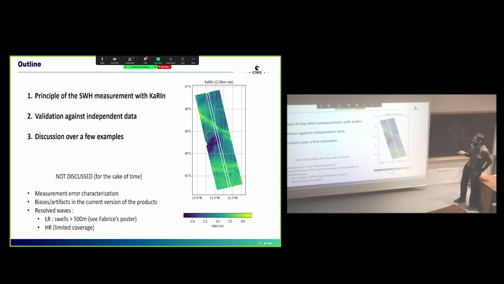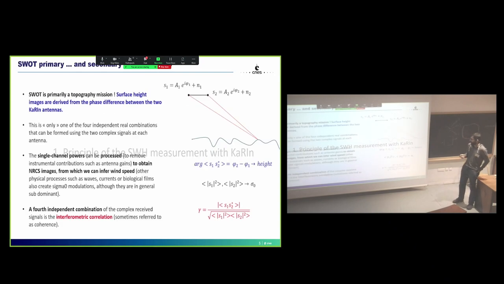And so let's start with trying to explain a little bit how we do the measurement. I've tried to be as schematic as possible, not to burden you with heavy notation, but we need to understand a little bit what SWOT is, what the primary raw SWOT measurement is, so that we can understand how we derive the wave heights from that. And of course, I'm sure you all know that SWOT is primarily a topography mission. It's there to measure the surface height.